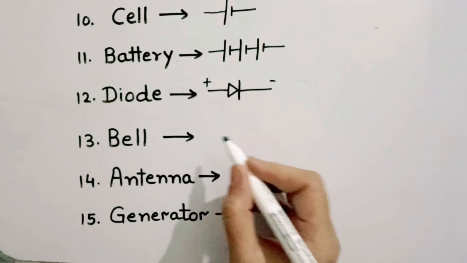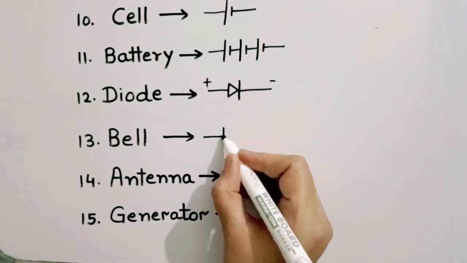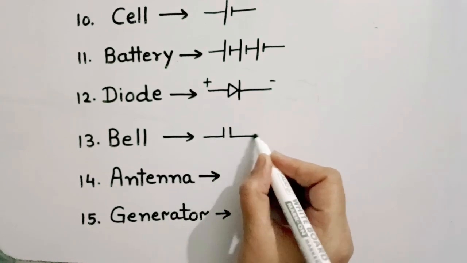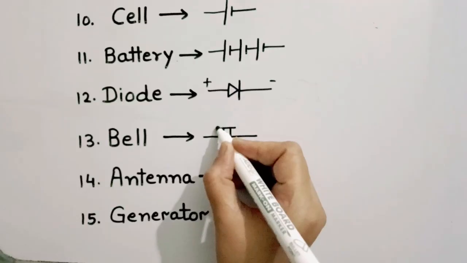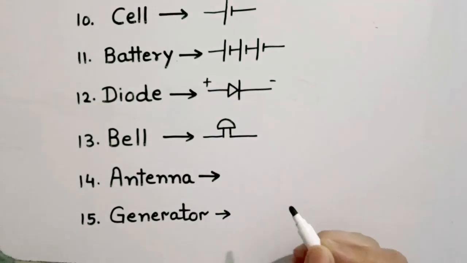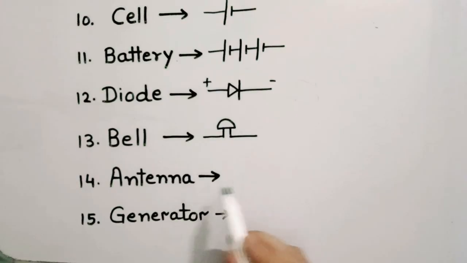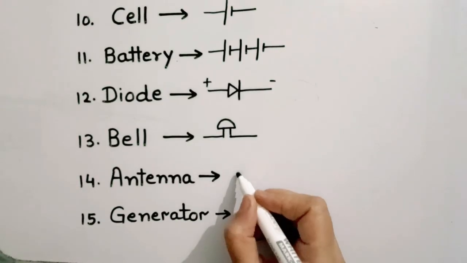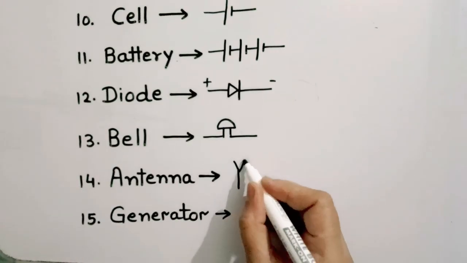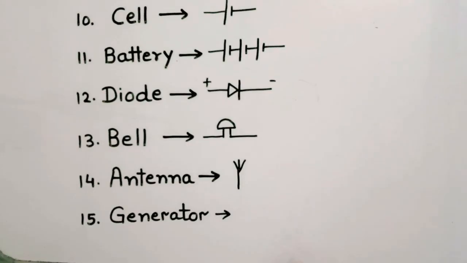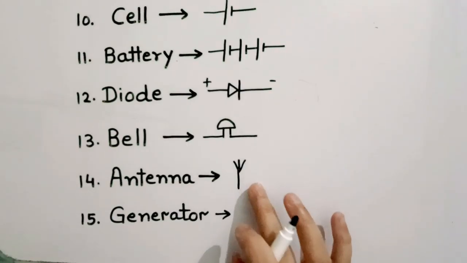Now the bell, it has got a specific symbol just like others. If bell is to be shown in circuit, this is the proper way. Now the antenna is really very simple. Okay, this is really very simple.